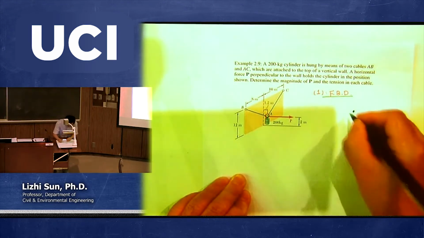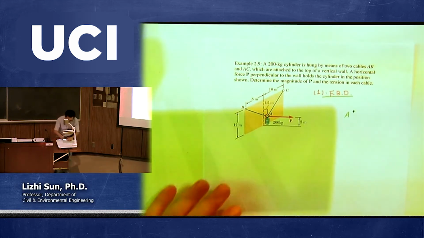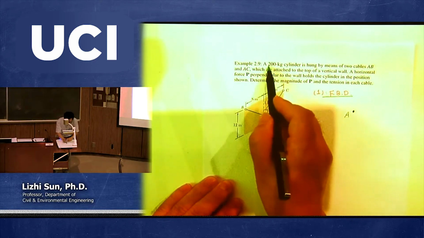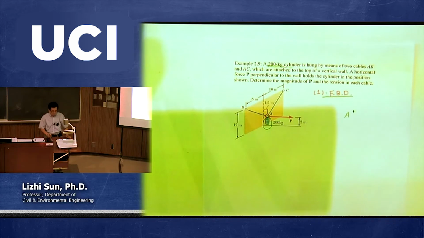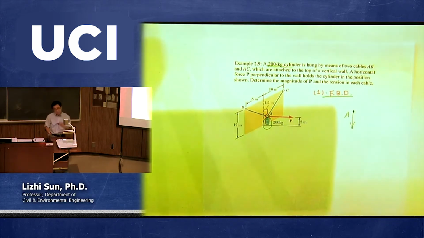So this is the point A. This is the point we want to plot the forces on, okay? First of all, we have the cylinder, right? The cylinder has a 200 kilogram self-weight, which means there is a force going down. So don't plot the cylinder. Instead, you plot a force to represent that cylinder because it's due to its self-weight, right?